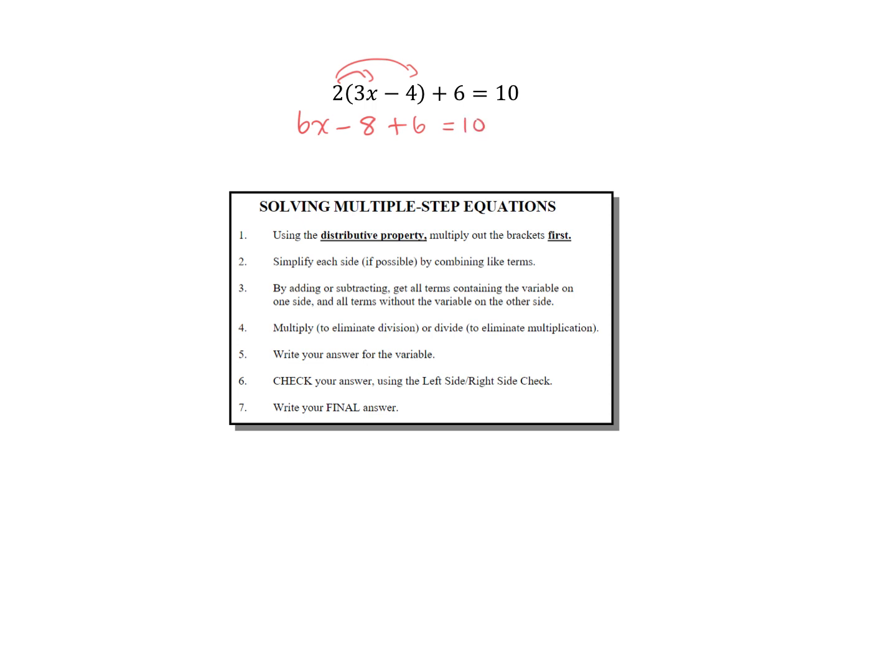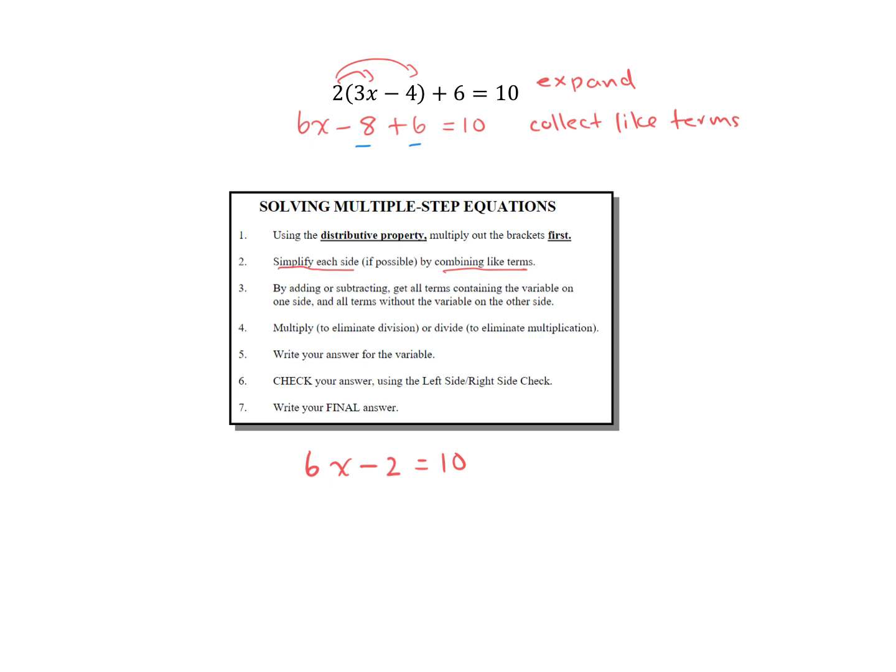Then we want to simplify each side by combining like terms. So I see that the negative 8 and the 6 are like terms. So I'm just going to write it down here. So negative 8 plus 6 is negative 2. Okay, so I'm expanding brackets. I'm collecting any like terms. So this really just simplifies it by tidying up a little bit by combining any terms that we can.